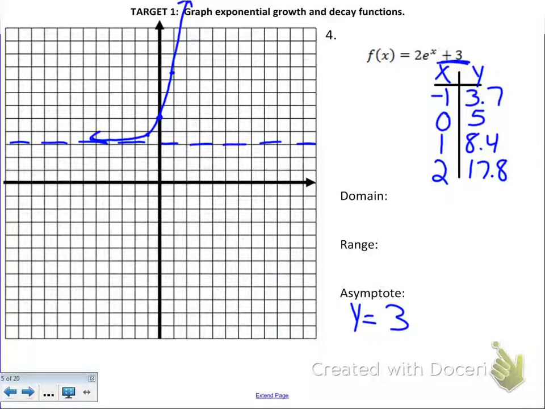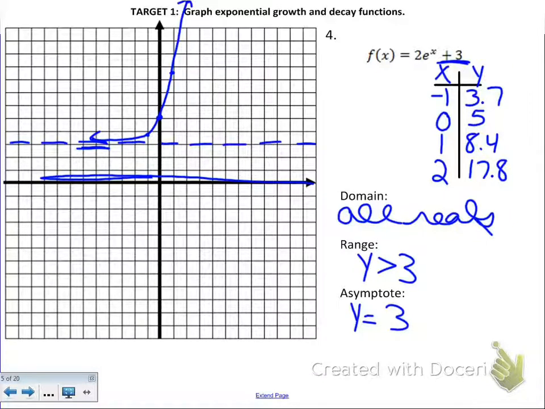And then our domain means what numbers can we plug in. So what are our x values? So we look across the x-axis, and we're plugging in all of these numbers because they all have a point. So our domain is all reals. Our range, what numbers can we get out of our equation? Well, if we're never going to cross our asymptote right here, we're never going to get anything that is less than 3. So that means our range is y is greater than 3. Do not put an equal to on there. It is not equal to, because again, we do not touch it. So if you notice, our range is going to pretty much always be what our asymptote is.